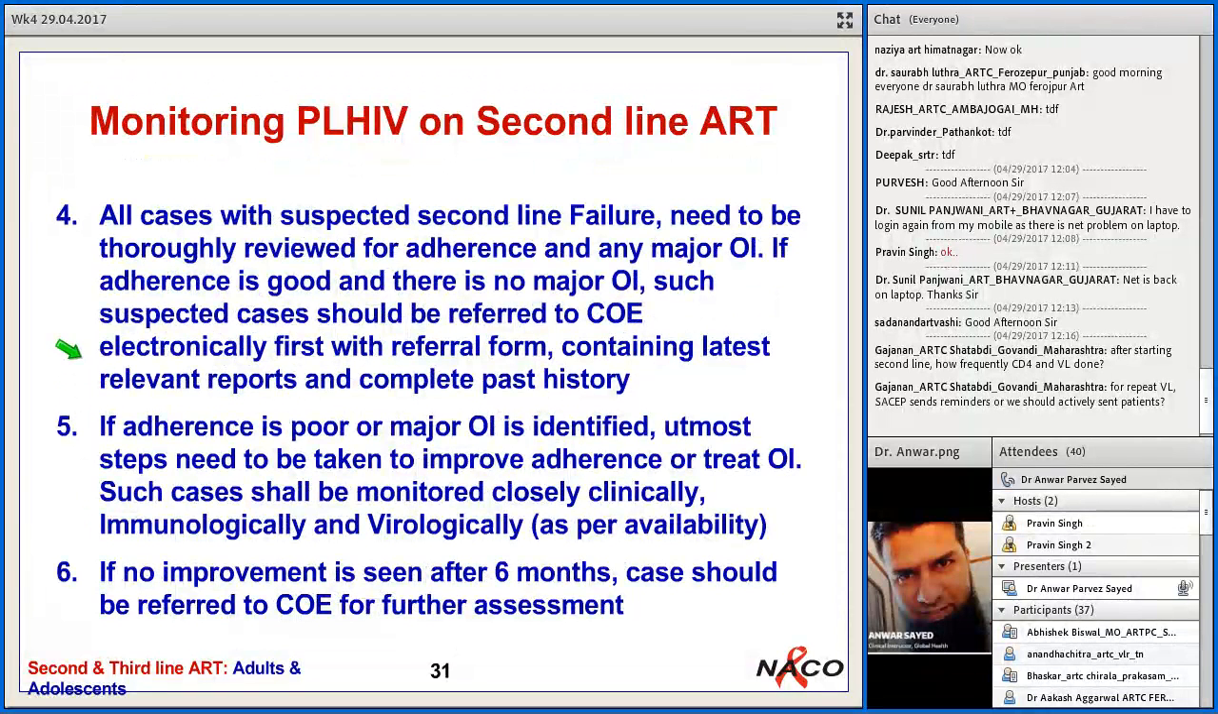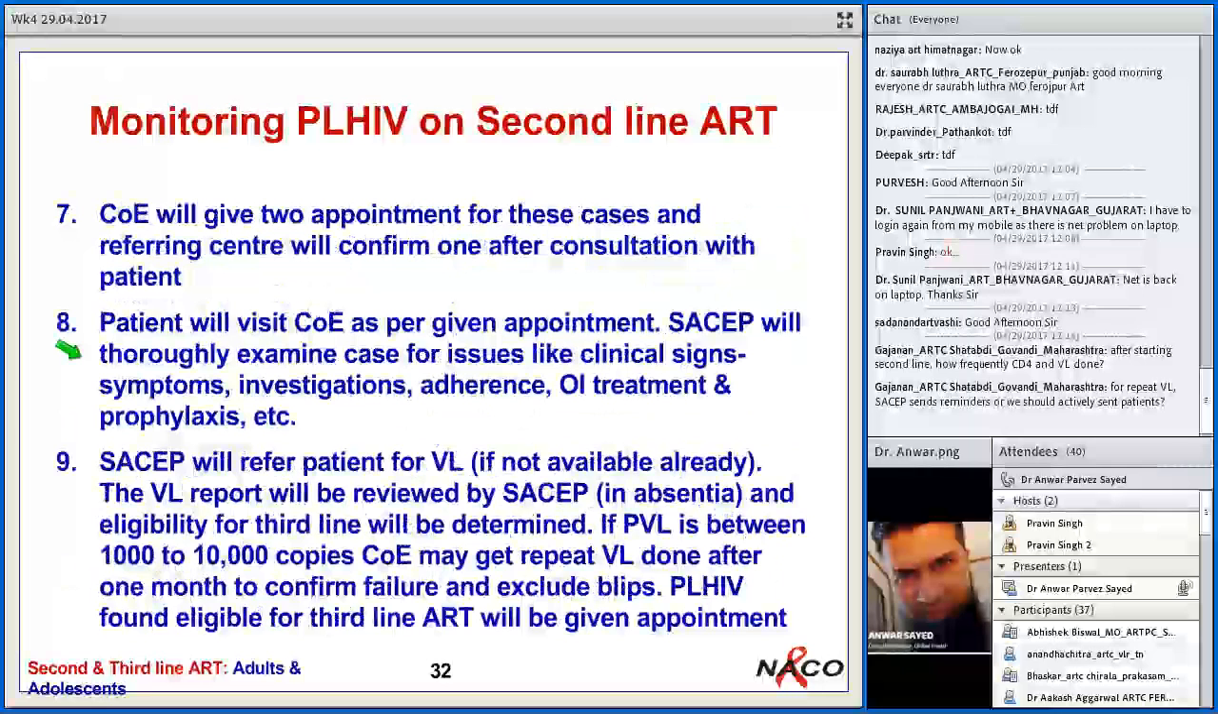Now for second line failure, these patients are to be referred to COE and not to ART plus, because ART plus do not have third line drugs. Only COEs are in a position to start third line ART. In that, again, the same process will be followed. Viral load will be done. If viral load is more than 1000, then for initial months, the treatment will be given by COE themselves.